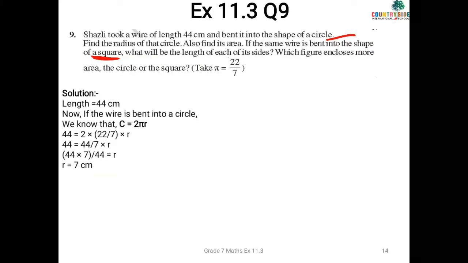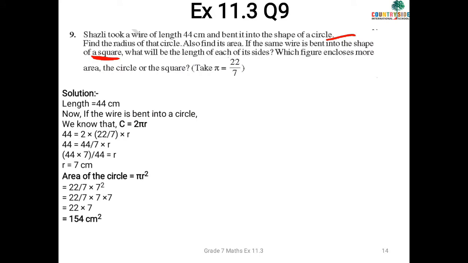Now read the question. Find the radius. So radius is 7 centimeter. Then area. Area is pi r square. So put the values. Area of a circle, pi r square, 22 by 7 into 7 square. 7 square is 7 into 7. So 7 gets cancelled, and 22 into 7 is 154 centimeter square.